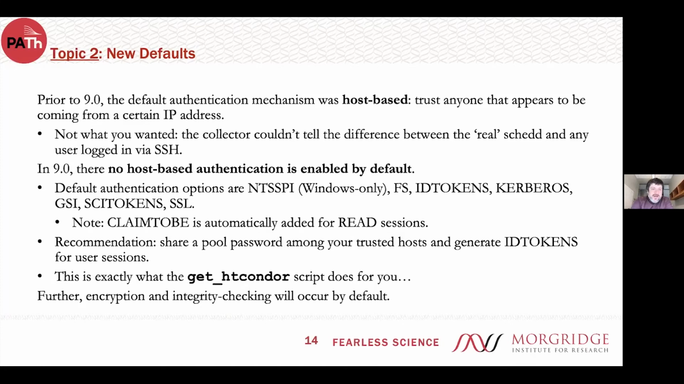So the recommendation in terms of bootstrapping is the shared pool password among the trusted hosts, the way that Todd Tannenbaum showed today, and then generating ID tokens for user sessions. We think ID tokens are going to play an increasingly large role in terms of bootstrapping and authentication within your cluster. And this, in fact, is what the current install script get HTCondor does for you. And then finally, encryption and integrity checking occur by default. They use a modern algorithm, and integrity checking now also covers file transfers. So if you transfer your gigabyte file, we will detect if there was a bit error on the network.